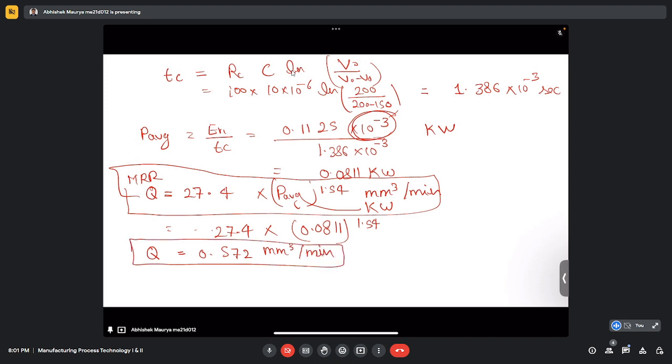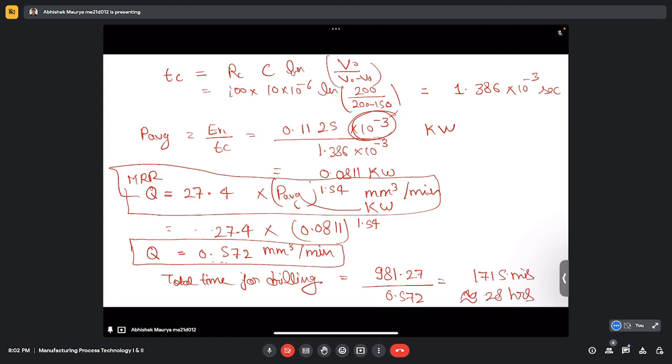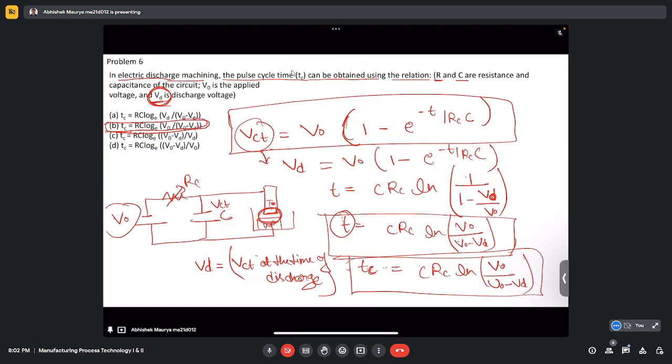So now we know the material removal rate. Also we know how much material we need to remove. So total time we can find out. Total time for drilling is nothing but 981.27 divided by MRR. That will come out to be 17.15 minutes, which is nothing but near about 28 hours. So the correct answer for this problem is 28 hours.